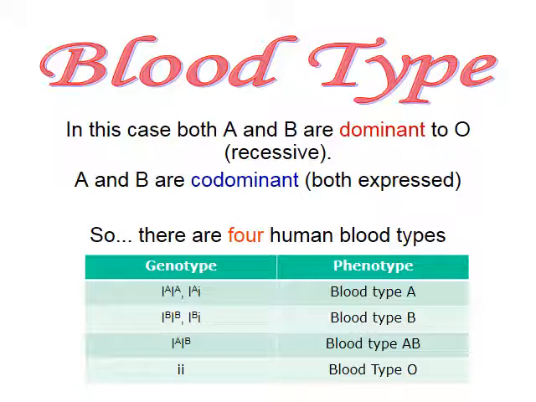So to make a type A person, you either need 2 copies of the A allele or an A allele with an O allele. To make a type B person, you need 2 copies of the B allele or a copy of a B and an O. To make an AB person, you need to get an A from one parent, a B allele from another. And to make a type O person, you must get 2 recessive O alleles from your parents. Because remember, each allele, one comes from mom, one comes from dad. So a type A person and a type B person could most likely make a type AB child.